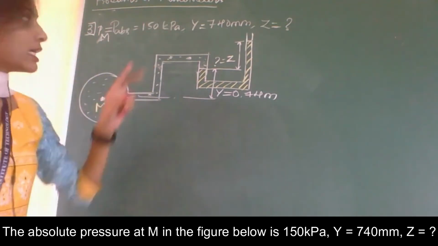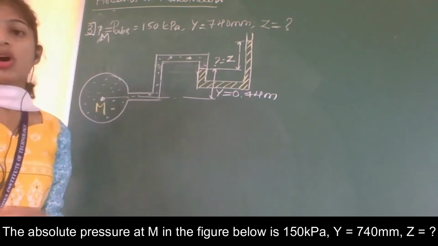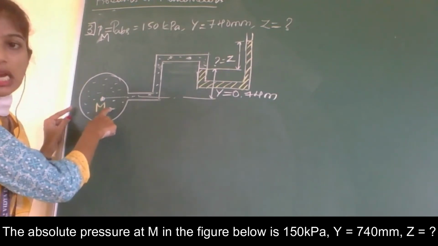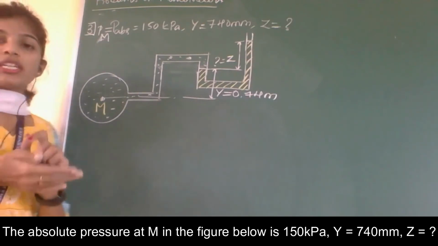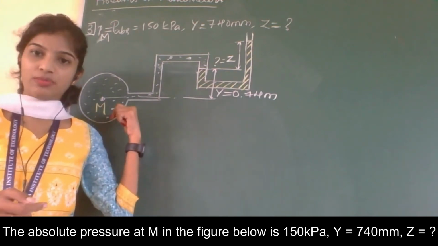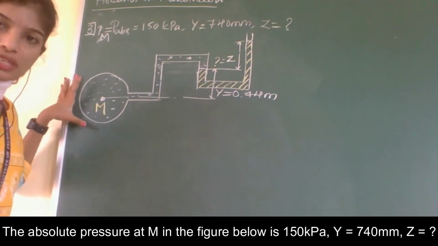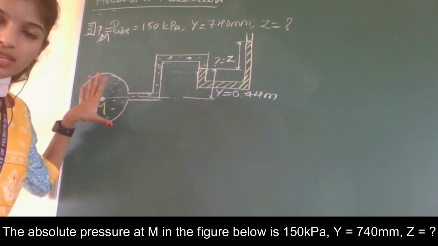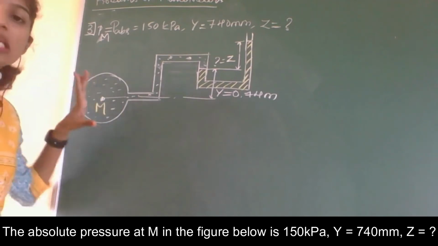But remember, whatever pressure they have given here is absolute pressure. Whatever pressure we are going to calculate at this point in the pipeline will always be gauge pressure. If a manometer is connected to a pipeline, that point is called a pressure point or gauge point. So whatever pressure we calculate will be gauge pressure.